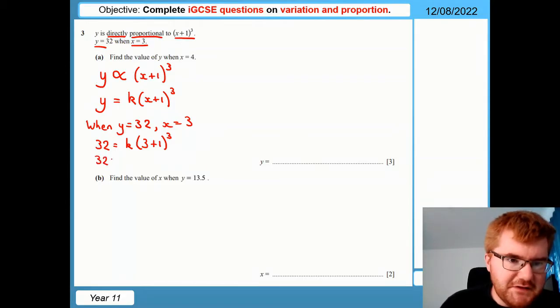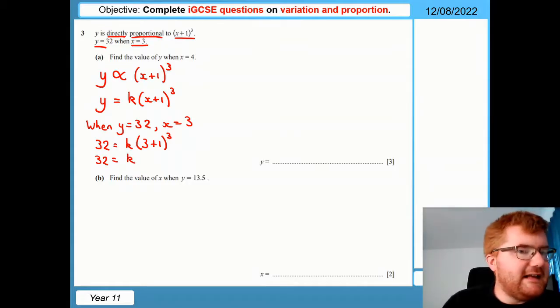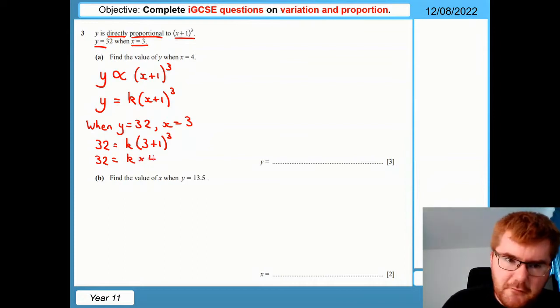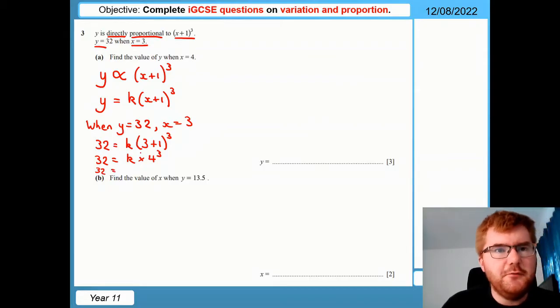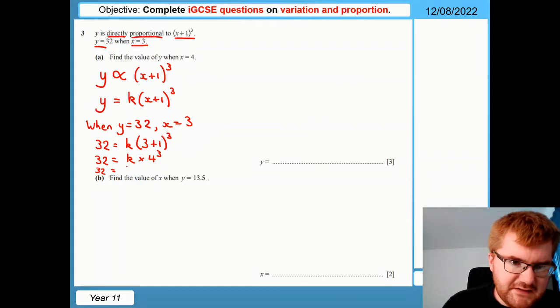So 32 is equal to k. Remember, if there's nothing between the k and the bracket, it means a multiply. So 3 plus 1 here is 4. That means then that 32 is equal to, well, 4 cubed is 4 times 4 times 4, which gives you 64.